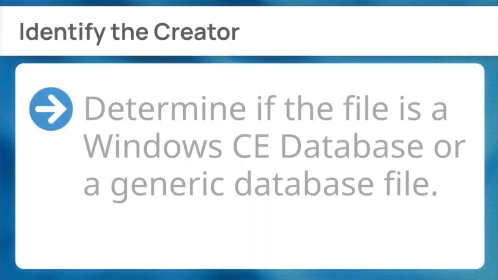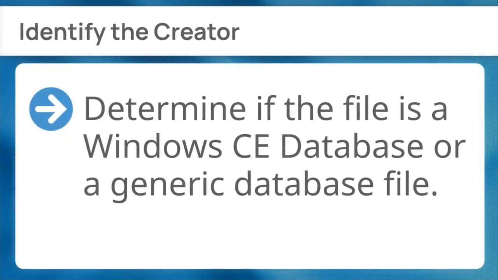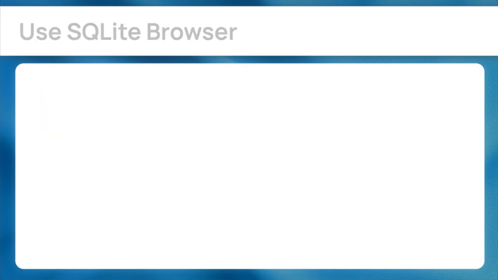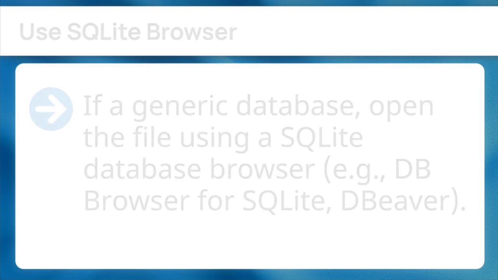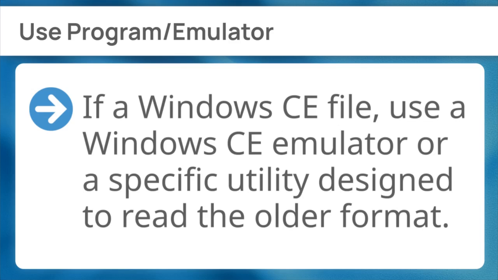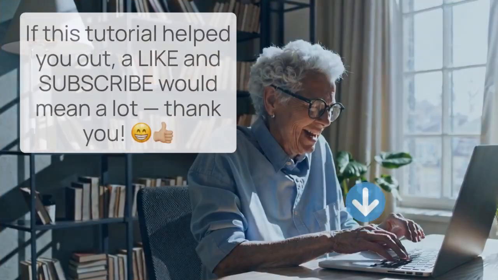First, identify the creator. Determine if the file is a Windows CE database or a generic database file. Next, use SQLite browser. If a generic database, open the file using a SQLite database browser, e.g. DB Browser for SQLite, DBeaver. Finally, use an emulator. If a Windows CE file, use a Windows CE emulator or a specific utility designed to read the older format. We've finished today's solution.